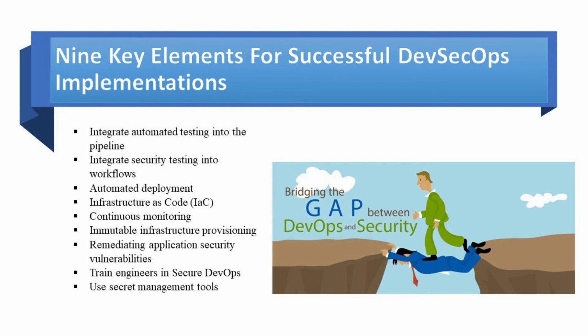First one is integrate automated testing into the pipeline. This means integrate security testing into the build and deployment process. Test the security of your infrastructure in real time or as close as is possible. To save time, you can automate simple security tests.